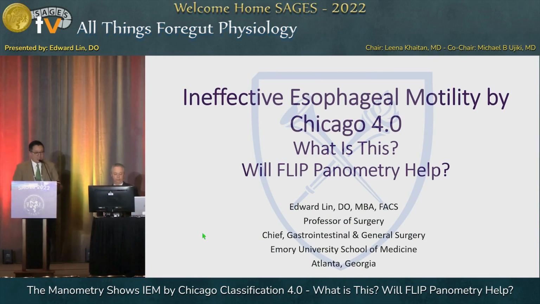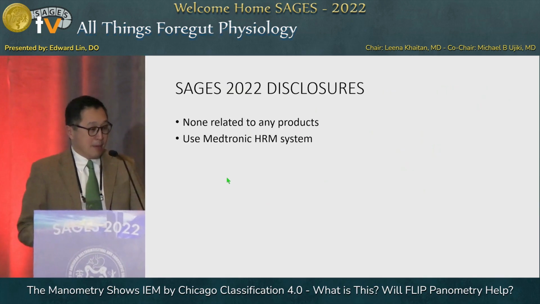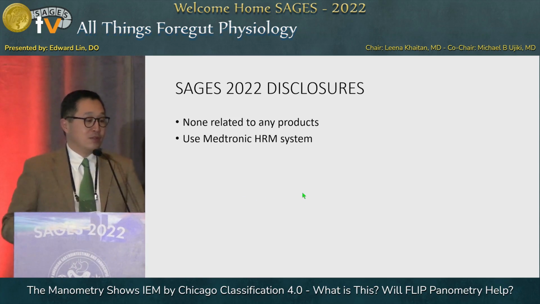So my talk is about the IEM and the Chicago classification 4. What is it? And will flip panometry help? I really have no disclosures.